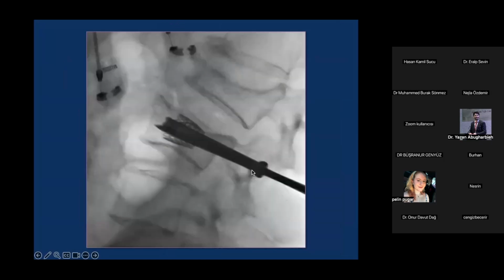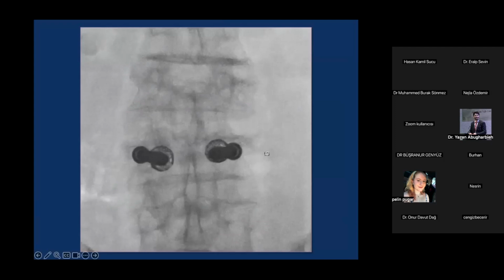Okay, so you will see the positioning of the screw through a transpedicular approach. So the diameter of the screw is, as for the cervical screw fixation, 6.5 millimeter of diameter and 5 centimeter of length. And so this is the positioning in lateral and AP projection.